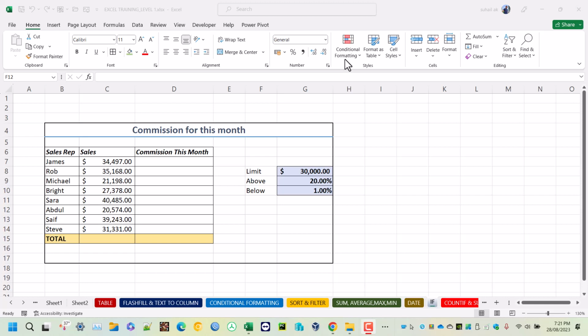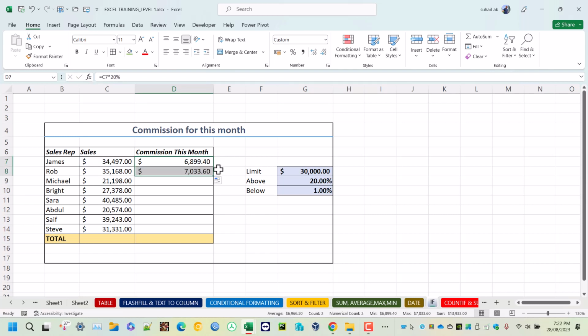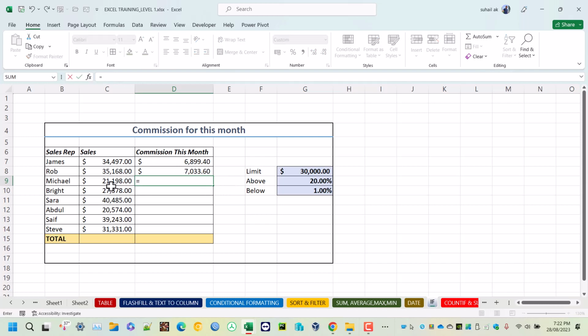We can do this manually. Let me try to do this manually. For example, the first sales rep did more than 30,000, so he's going to get 20%. That is his amount. The second person also did the same. But the third person I cannot drag, because the third person didn't do 30,000, so we need to multiply manually. Let me pick the number and multiply by 1%.